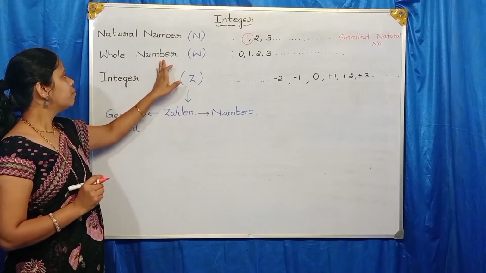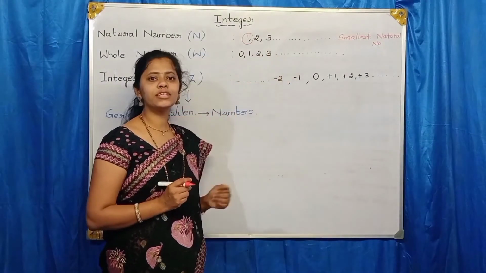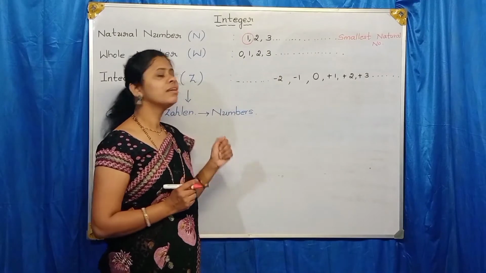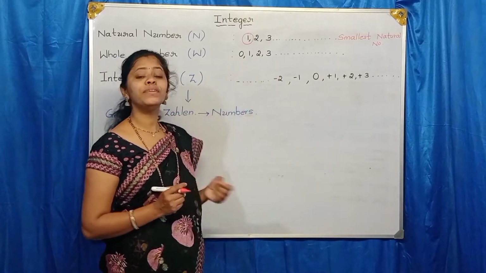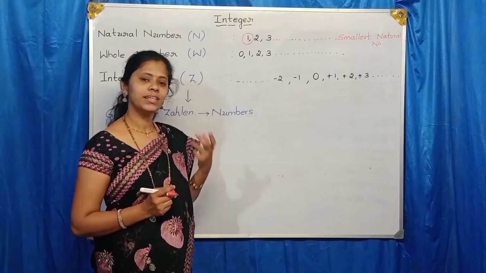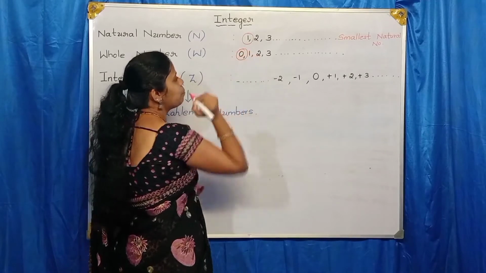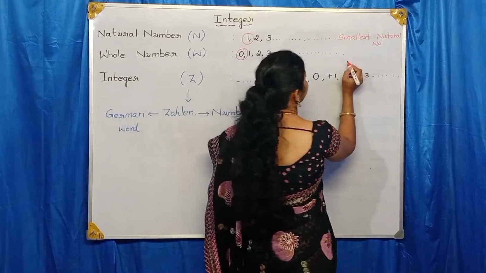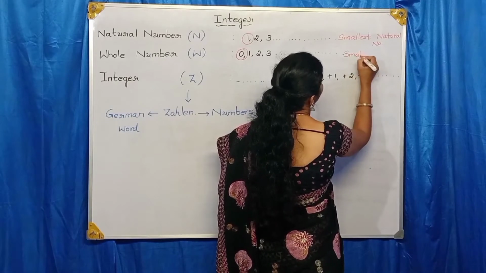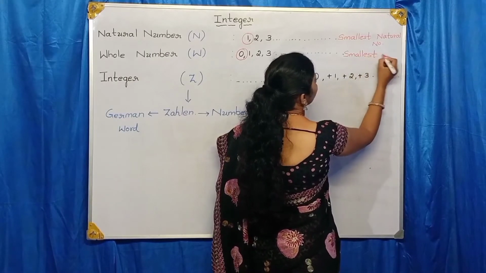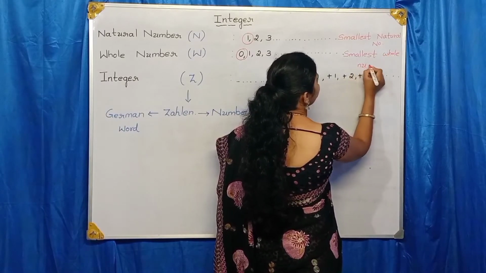And by observing the whole numbers, you can tell me which is the smallest whole number. Here the whole numbers start from 0, right? Then which is the smallest whole number? Yes, 0 is the smallest whole number.